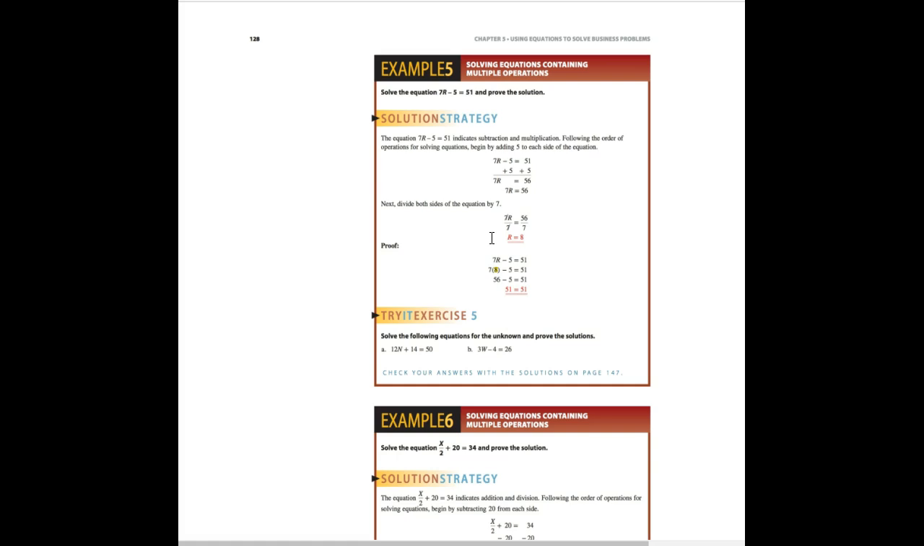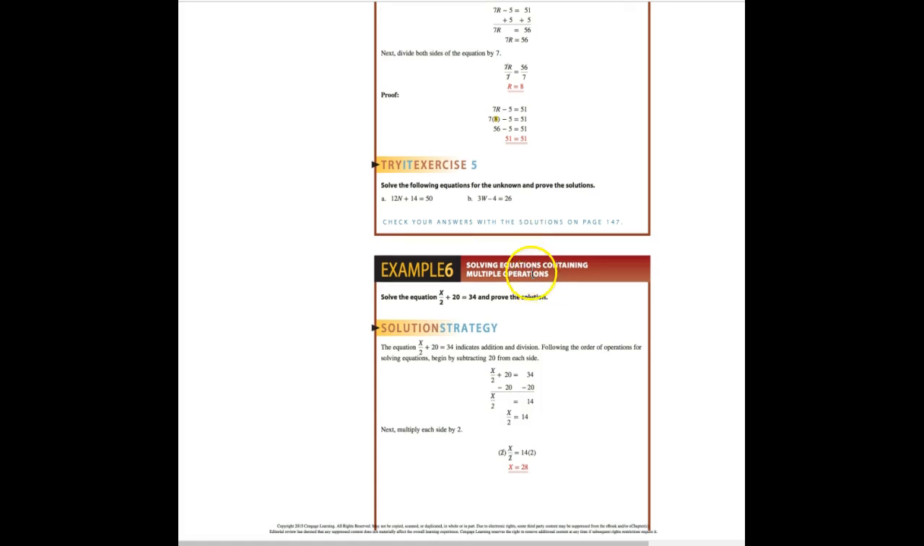Then we're going to go back. We're going to check our work and prove the solution by putting 8 in for r. 7 times 8 minus 5 does in fact equal 51. Pause the video, do the try it exercise number 5 right now. Let's see how we do.